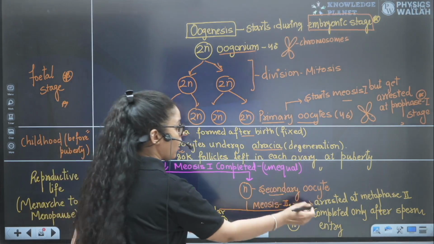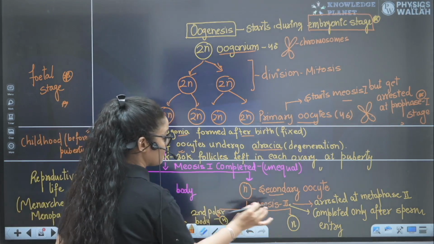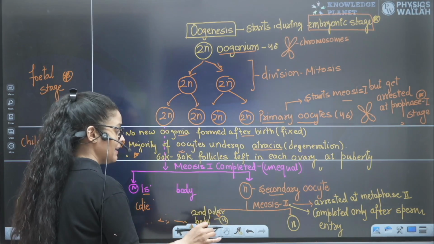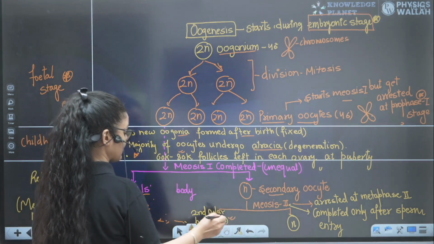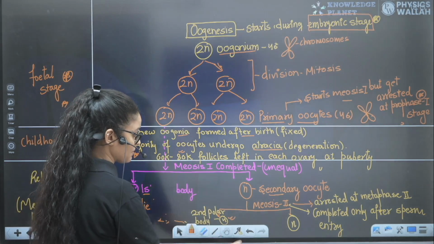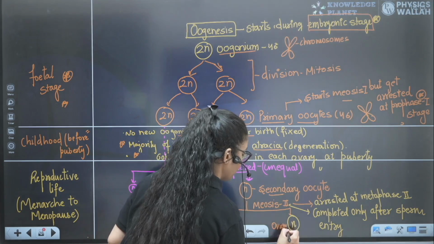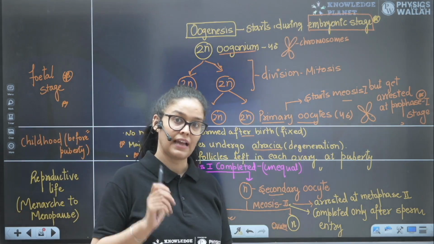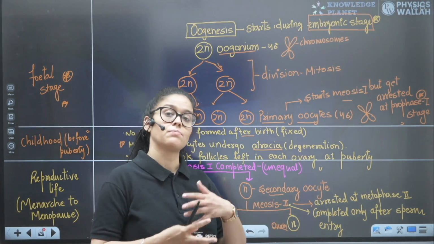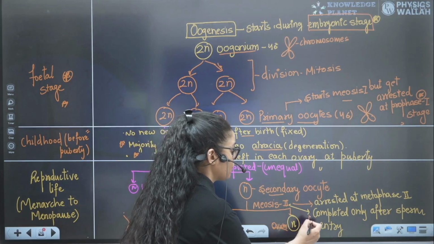If a sperm enters the secondary oocyte, only then will meiosis 2 be completed, and that will be unequal. A second polar body of insignificant size will form, which will die off after some time, and the other cell will form the ovum. So the ovum will be produced, and this is the cell which will form the zygote. We will see how. You have to remember, this is very important for the NEET exam.